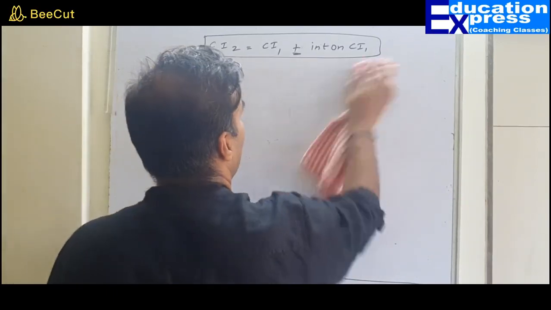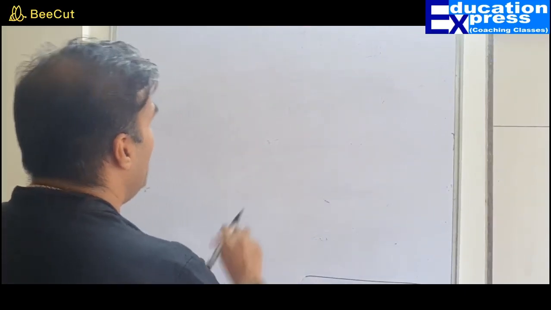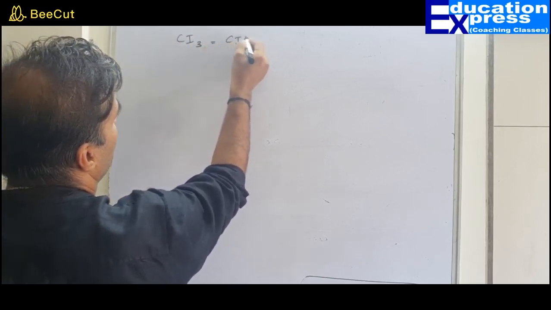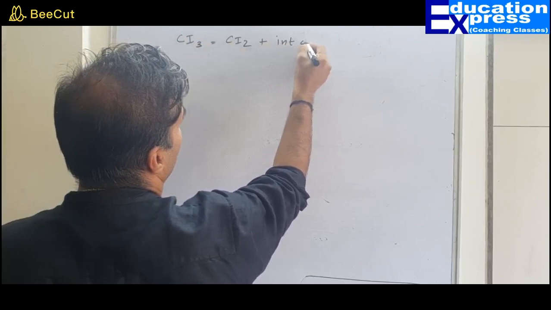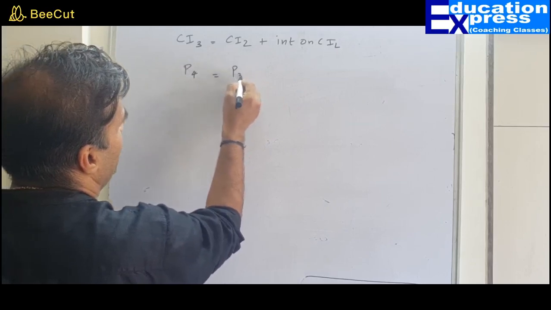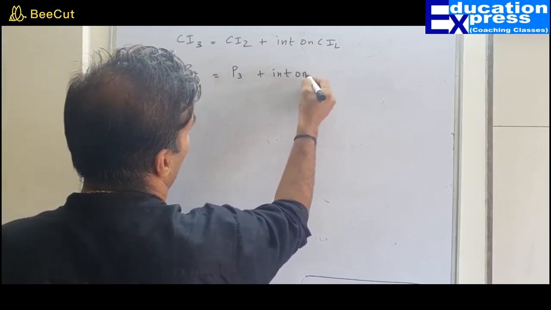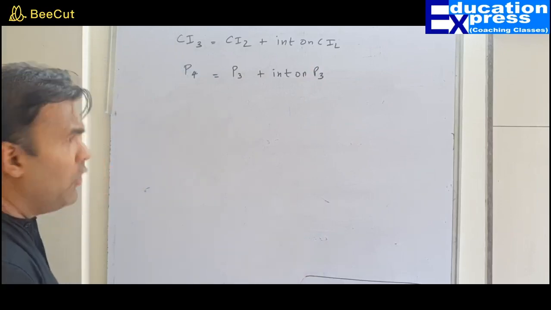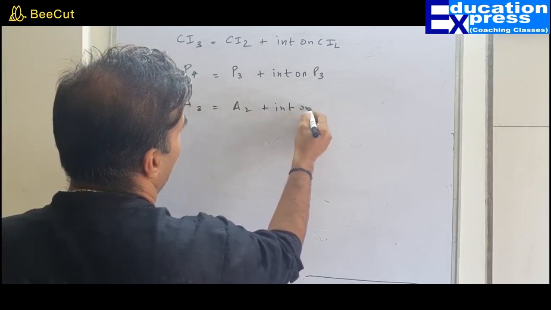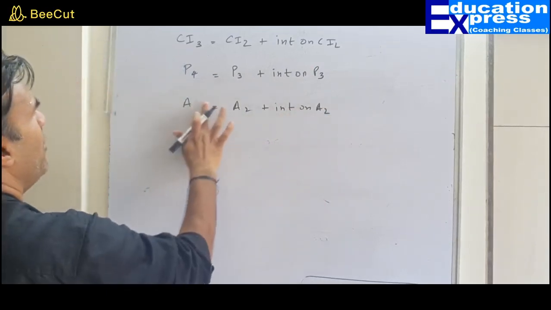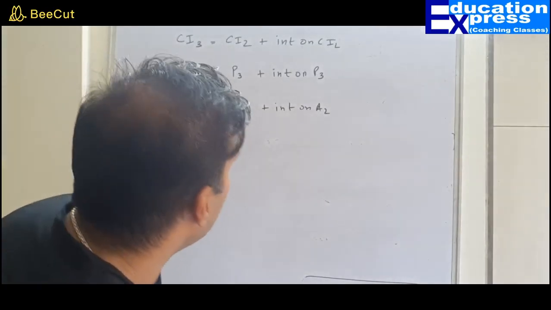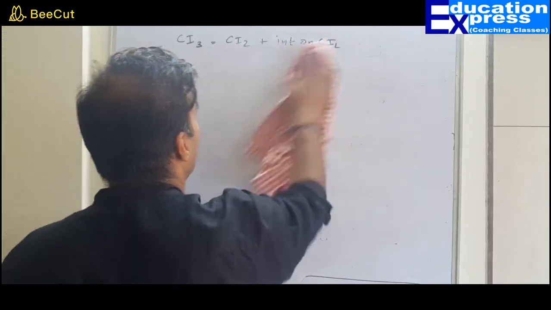Let us take one more example. But before we proceed with the example, one must believe in the fact that CI3 will be equal to CI2 plus interest on CI2. Principal 4 can be written as principal 3 plus interest on principal 3. If you follow these examples, I am sure you will understand each and every aspect of compound interest, at least for this exercise. Let us move on to doing the questions from this exercise.